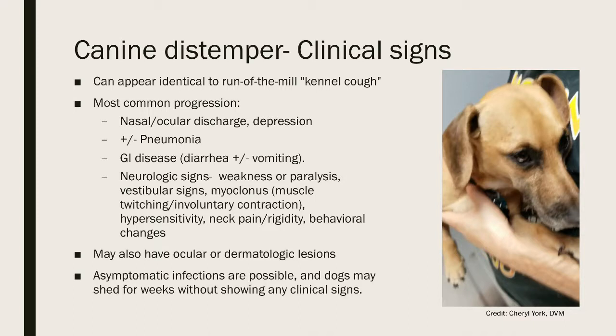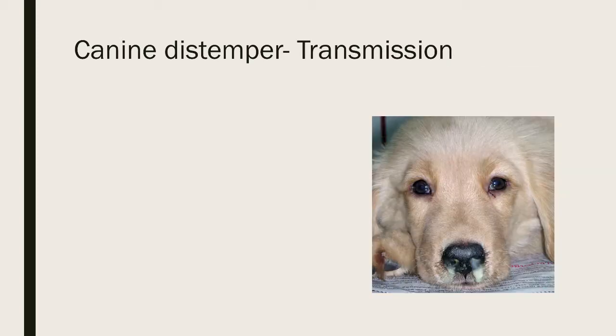And asymptomatic infections are completely possible. And this is more common in a dog that may have been exposed to distemper very soon after they received their vaccination. So say they received a modified live vaccine, which is fairly protective within about 4 days. So if they're exposed within that 4-day window, they may have either mild signs or minimal signs, but can still be shedding the virus. So how is it transmitted?